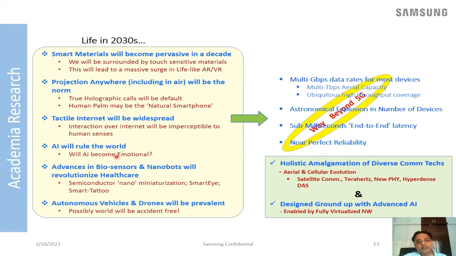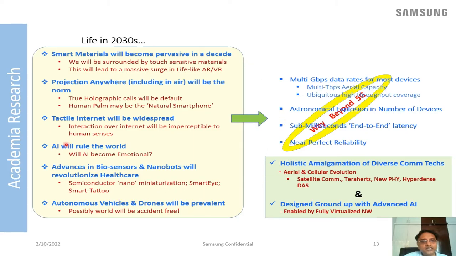Of course, we discussed and heard a lot about artificial intelligence, that all the process-centric things would actually be automated. If you look at advances in biosensors and nanobots, it will really revolutionize healthcare. The semiconductor nano manufacturization, smart eye, smart tattoo, these would be some of the things that we would actually see in the next 10 years. And of course, our dear subject, autonomous vehicles and drones, will become prevalent, because it is possible to have really low latency and ultra highly reliable communication.